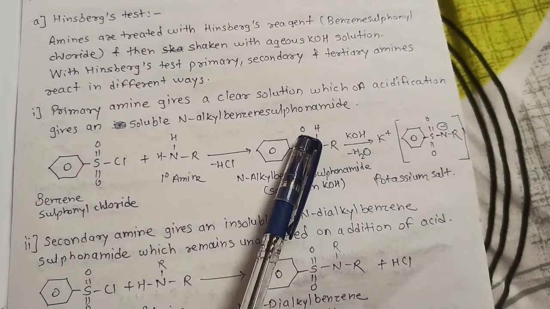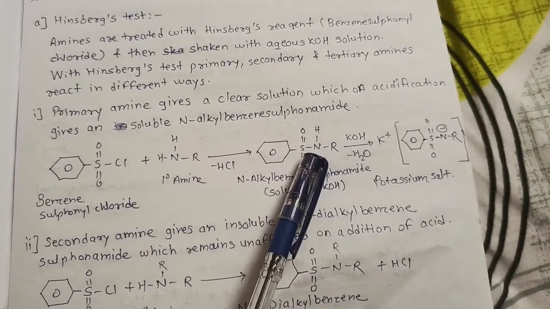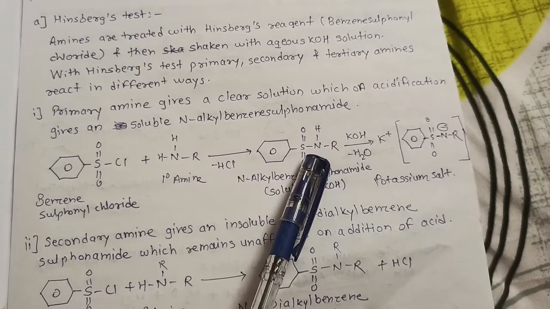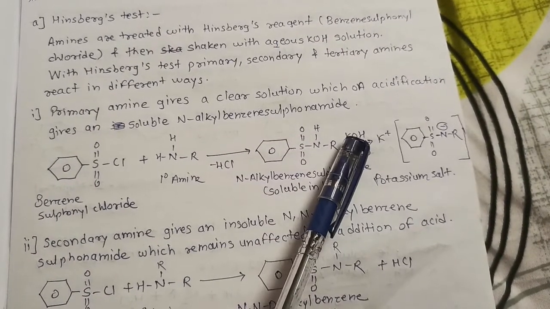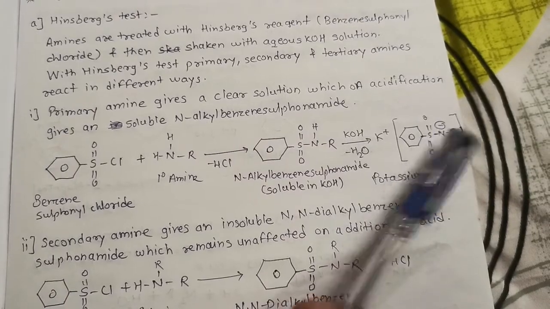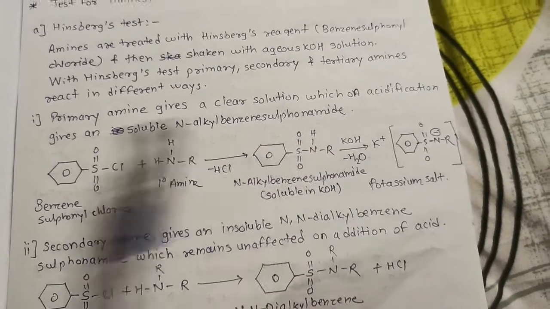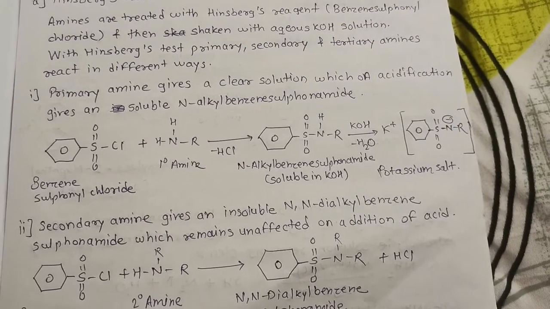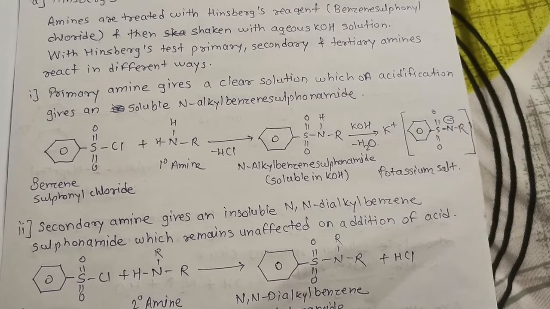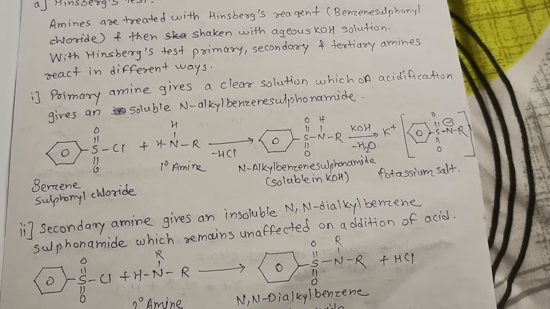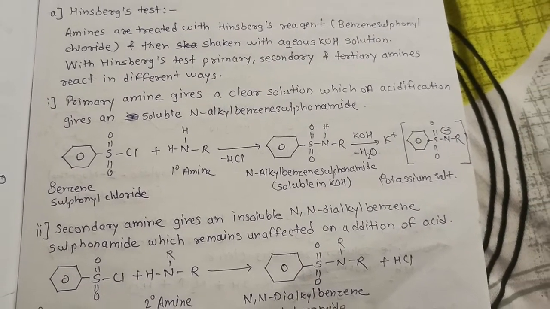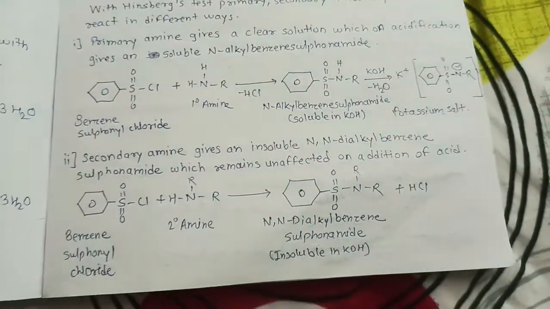This NH hydrogen which is on nitrogen is accepted by base KOH, and the N minus potassium salt is obtained. So this is soluble in water, we will get a clear solution. So this is the test for primary amines with Hinsberg reagent.